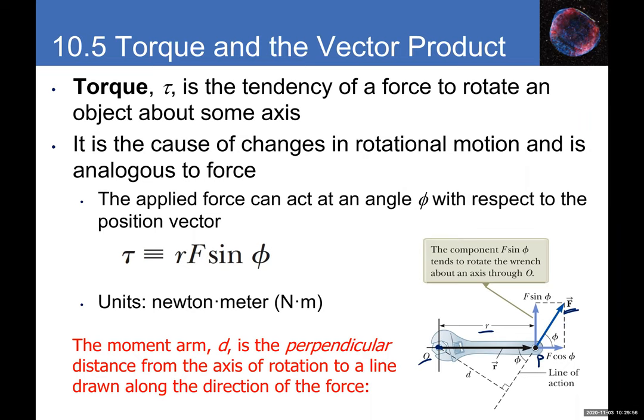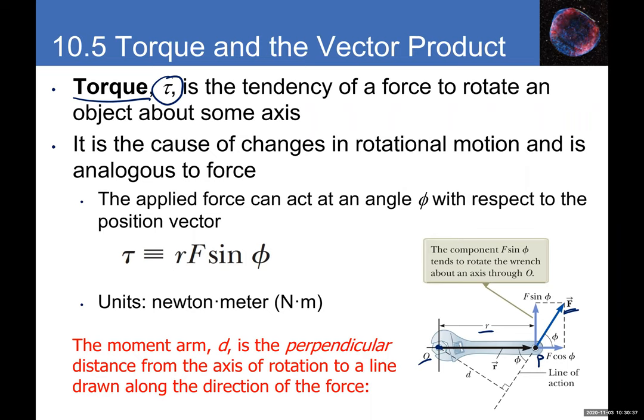And when you apply force and it rotates the system, then we can say that this force exerts torque. The torque, which is given with Greek tau, is the tendency of a force to rotate an object about some axis, okay? So if we apply force and it is rotating, then we can say it exerts torque. It is the cause of the changes in rotational motion, and it's analogous to force. Why is the rigid object rotating? Because there is some kind of force exerting a torque. Without a torque, a rigid object will not rotate. Or, as we will see, without a net torque.